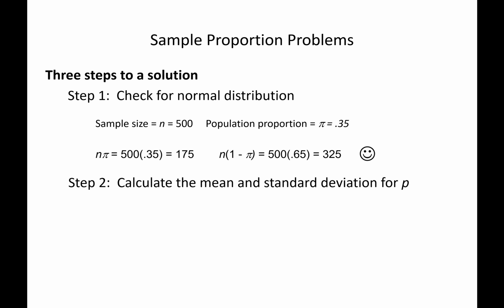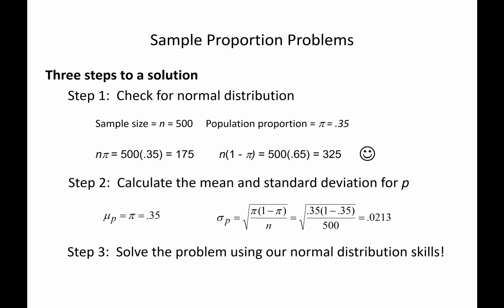Step 2 is to calculate the mean and standard deviation for P. We don't really have to calculate anything for the mean, just write it down. Mu sub P is equal to pi, which is 0.35. The standard deviation is equal to the square root of pi times 1 minus pi over 500. For this problem we have 0.0213, or about 2.1%.